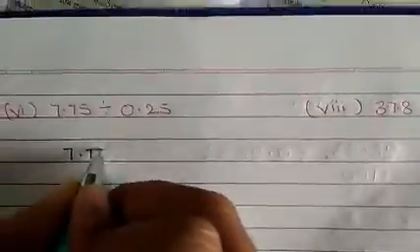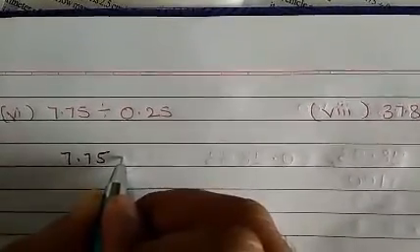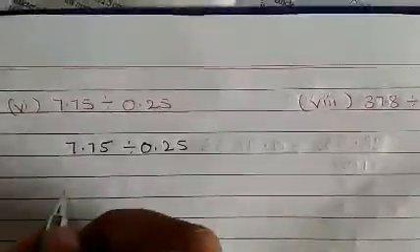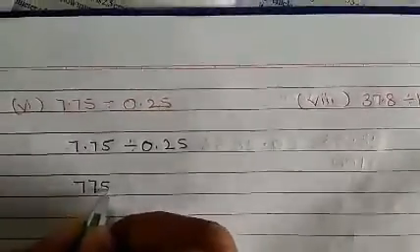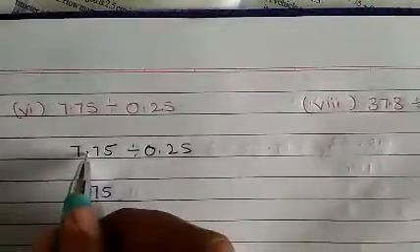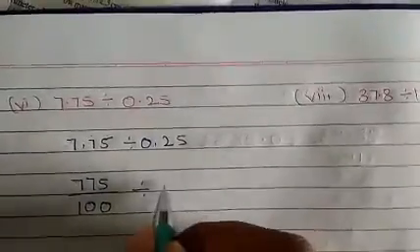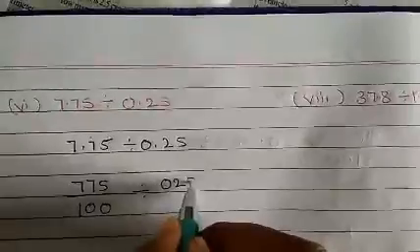Next one. 7.75 divided by 0.25. This one I will write as a fraction, 7.75. See here, after the point how many numbers are there? 1, 2, right here 1, 2, 0. Again divided by 0.25, I will write as it is.